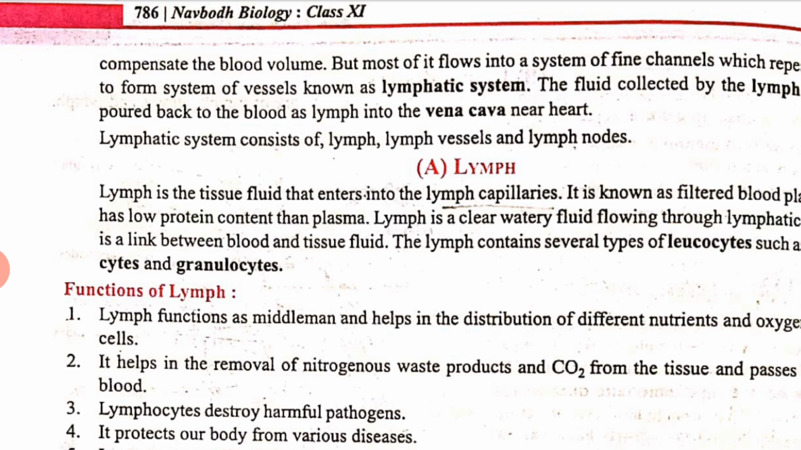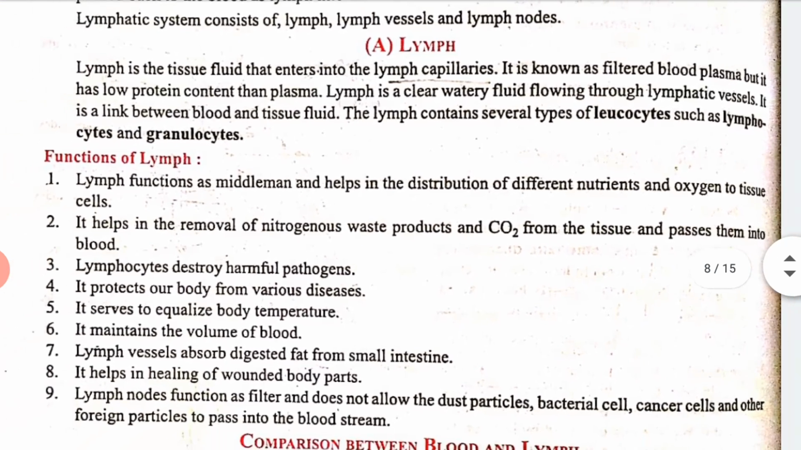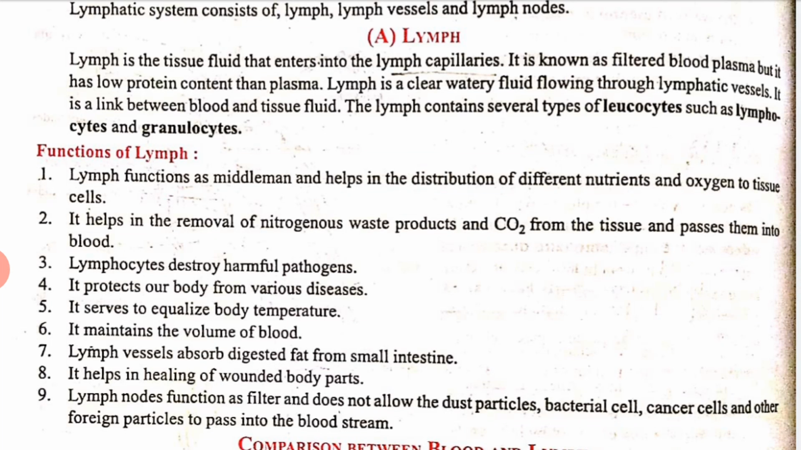Clear? So let's talk about lymph. What is lymph? Now this is important. Lymph is the tissue fluid that enters the lymph capillaries. It is a filtrate of blood plasma, but it has lower protein content than plasma. Lymph is a clear watery fluid flowing through the lymphatic vessels, and it is the link between the blood and tissue fluid. The lymph contains several types of leukocytes, lymphocytes and granulocytes.